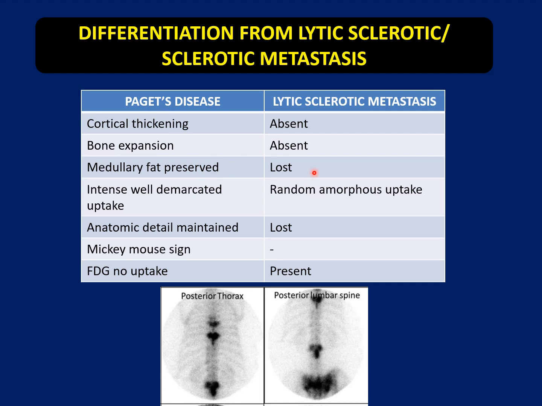So the medullary fat will be preserved in case of Paget's disease, whereas it would be lost in case of lytic sclerotic metastasis. And coming to nuclear medicine findings, there would be intense well-demarcated uptake in Paget's disease, whereas there would be random amorphous patchy areas of uptake in metastasis. Anatomic detail will be maintained, whereas due to destruction it will be completely lost. There is a typical Mickey Mouse sign which is noted in the vertebra, in which there are two rounded opacities and a third area of uptake seen here. This corresponds to the two pedicles and the spinous process. So posterior elements are involved both in Paget's disease as well as in sclerotic metastasis, but the expansion leads to the typical Mickey Mouse sign seen in the nuclear medicine studies. On FDG, usually there is no uptake in case of Paget's disease, whereas mets will have intense uptake.